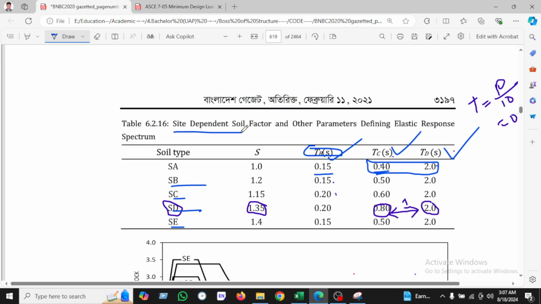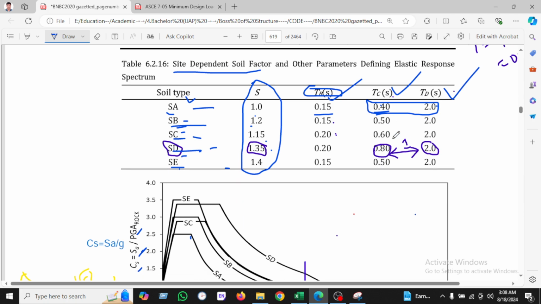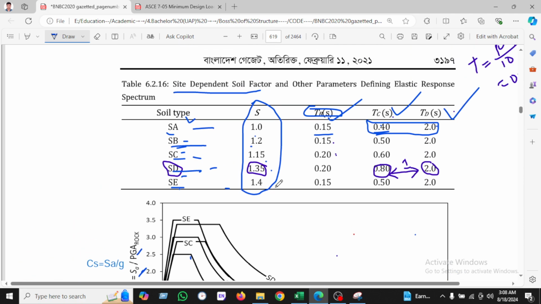So here is the soil site factor. It depends on the various types of soil, which are SA, SB, SC, SD, and SE. Here is the soil factor, which is 1 for SA, 1.2 for SB, 1.15 for SC, 1.35 for SD, and 1.4 for SE. And there are the time periods TB, TC, TD for the different soil types.